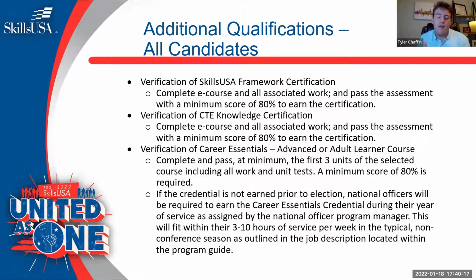And then we have the verification of the Career Essentials Advanced or Adult Learner course. This year, we require that you complete and pass at minimum the first 3 units of either the advanced or the adult learner course, including all the work, the unit test, and a minimum score of 80% to advance through each of those units.